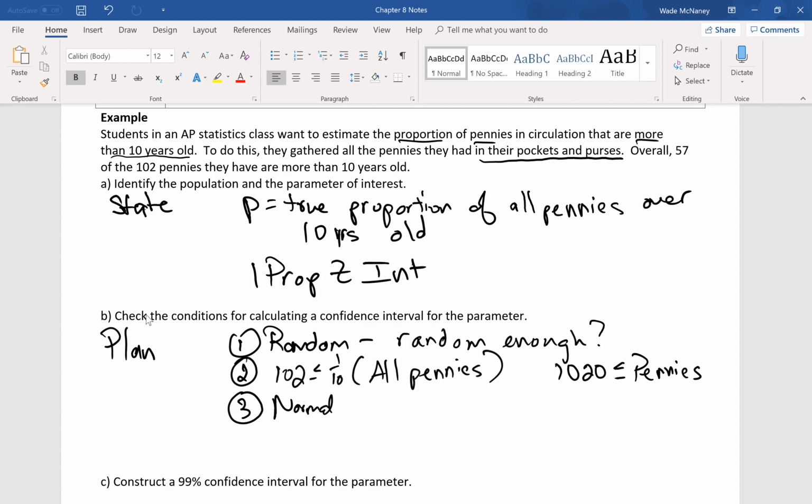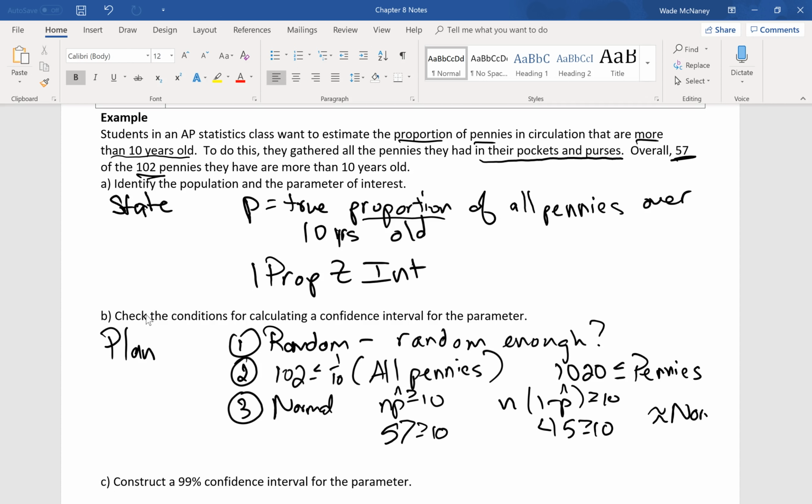Because this is a proportion problem, we're going to do np has to be greater than or equal to 10, n times 1 minus p has to be greater than or equal to 10. And once again, because we don't know p, we're going to be using the sample proportion as an estimate for it. So in this case, they don't tell you what the sample proportion is, but they do tell you 57 out of 102. So they give you your sample proportion that way. Another way of thinking about it is they had 57 successes. That is definitely more than 10. So if they had 57 successes, that means they had 45 failures. So that is also more than 10. So it is approximately normal.